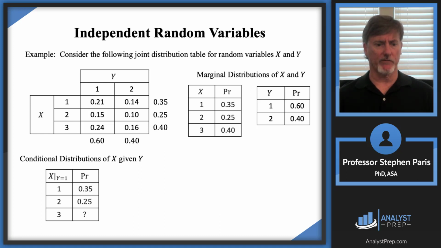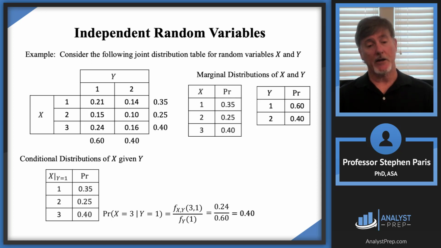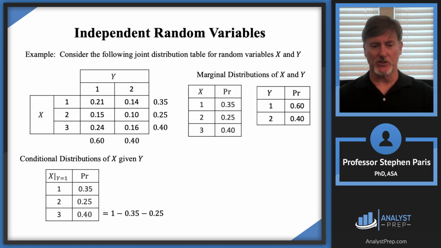And then finally, for the third value in the table, going through the same process, I'll calculate the conditional probability that cap X equals 3, given that cap Y equals 1, and pluck out the corresponding values in the table, the 0.24 over the 0.6, and that value is 0.4. Now notice if I had the first two probabilities, the 0.35 and the 0.25, I didn't really need to go through this process to get the last value. I could have just taken 1 minus 0.35 minus 0.25, and you'll see that that's actually 0.4.